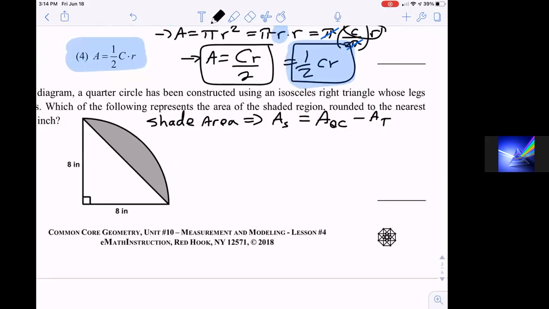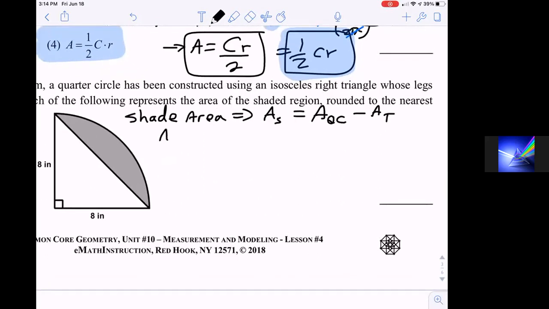Okay, so let's find both those things. Well, the area of the triangle is going to be 1/2 base times height, or base times height divided by 2. You can see the base and the height are both 8. That's pretty easy. 1/2 of 8 times 8 would be 64. Half of 64 would be 32. So 32 square inches would be the area of the triangle.